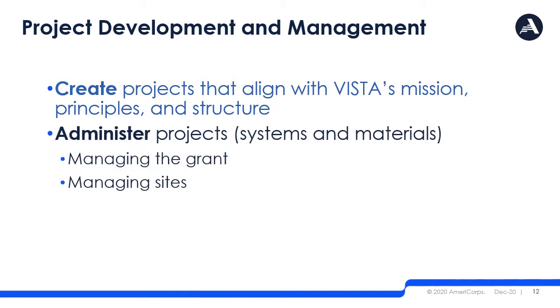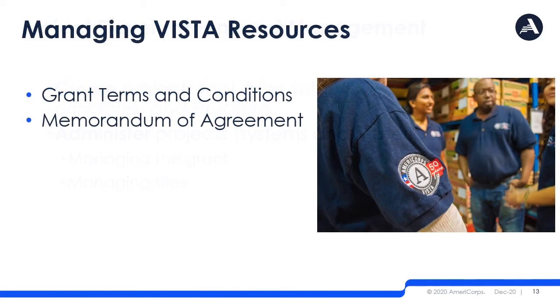These are the sponsor tasks associated with administering the VISTA project, including the grant or award and managing project or subsites. Sponsors must follow the requirements set forth in the grant terms and conditions and in the Memorandum of Agreement, or MA. The MA lays out the specifics of your organization's legal agreement with AmeriCorps, so you need to be very familiar with it. And it contains the general grant terms and conditions that apply to all VISTA grants.